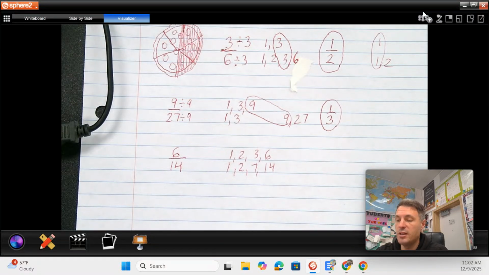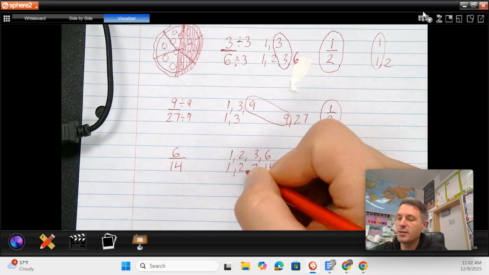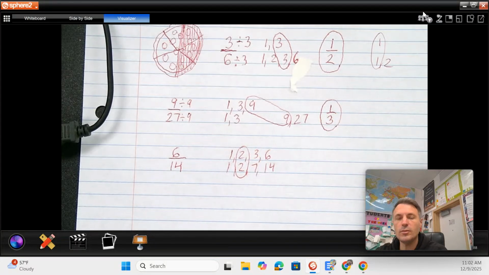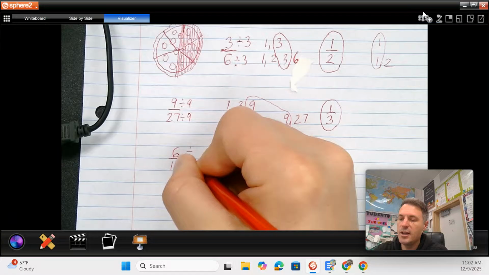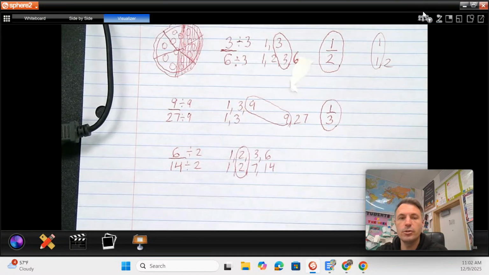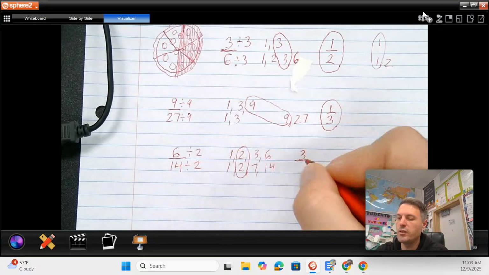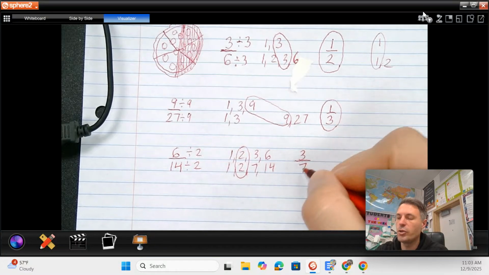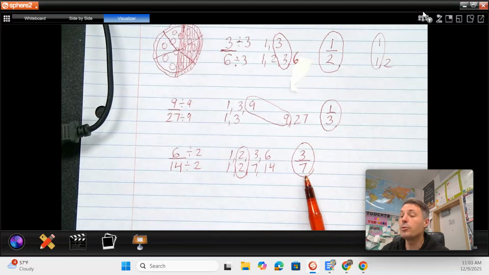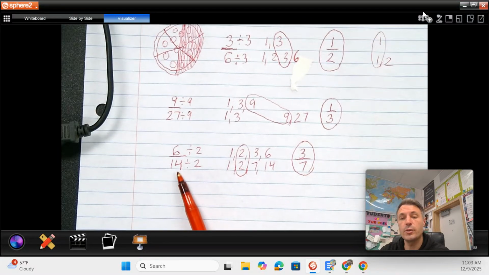What's the biggest number that's in both lists? It's the 2. So we divide the 6 and the 14 by 2. What's 6 divided by 2? It's 3. What's 14 divided by 2? It's 7. So 3/7 is the simplest form version of 6/14.